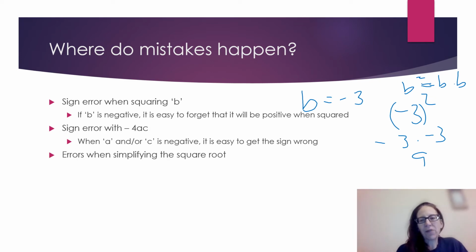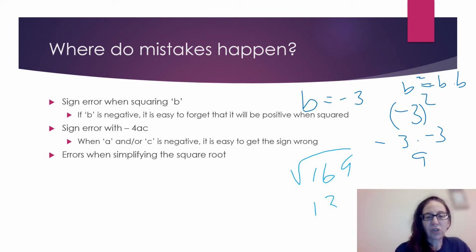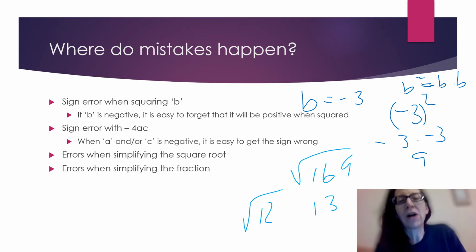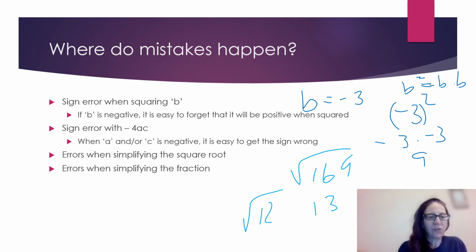And errors when simplifying the square root. So the one that I just did, we had the square root of 169, which is 13, which is really simple. But what happens when you get the square root of 12? Okay, and it's not something that you can take the square root of. So then you have to go through the simplifying process. And then errors when simplifying the fraction, and that can get very messy as well. And because it's a math class, you're expected to leave your answer in simplified radical form and not decimal form. And so you can't just dump the whole thing into a calculator, because the calculator is going to give you the decimal, and that's not going to be what we want.